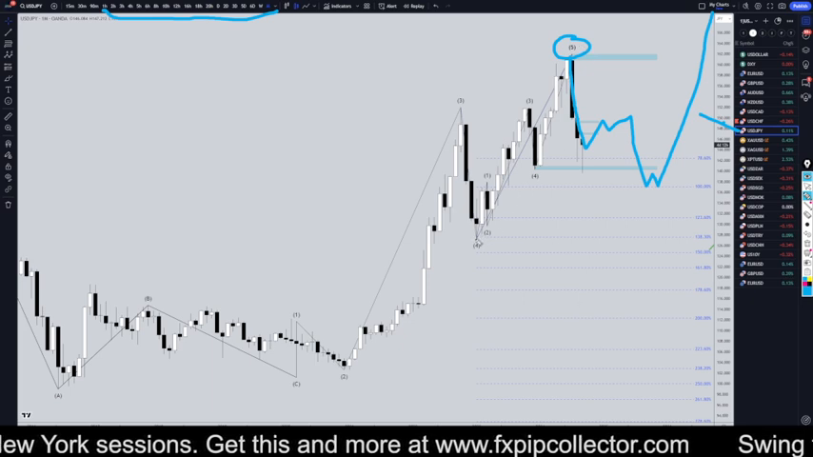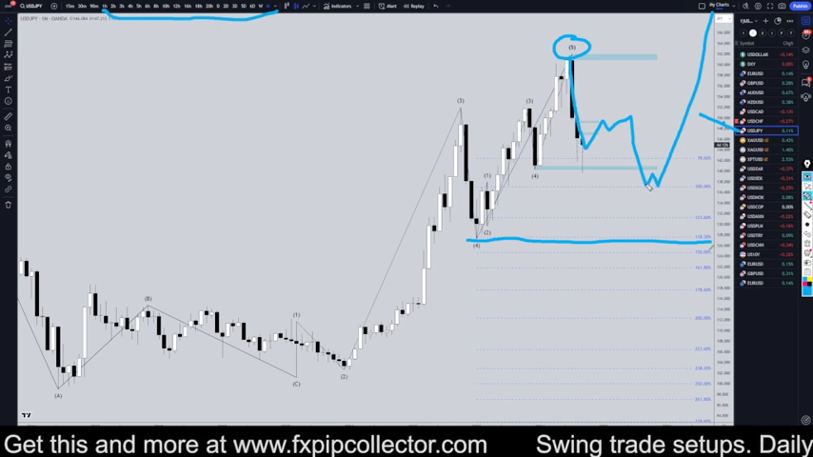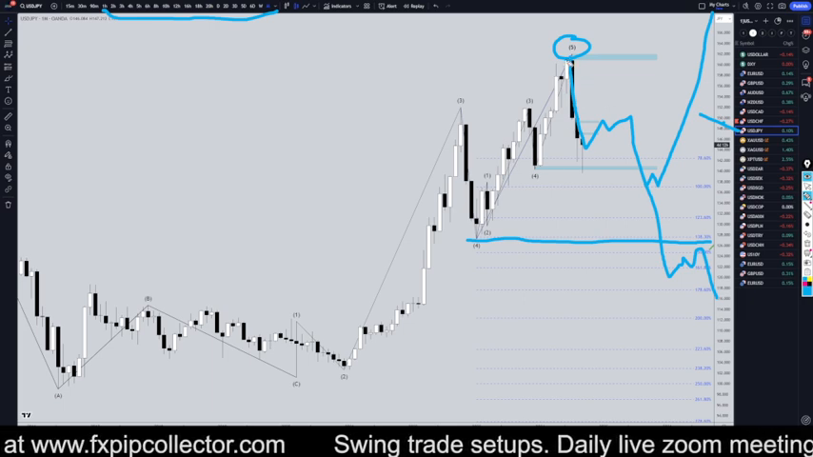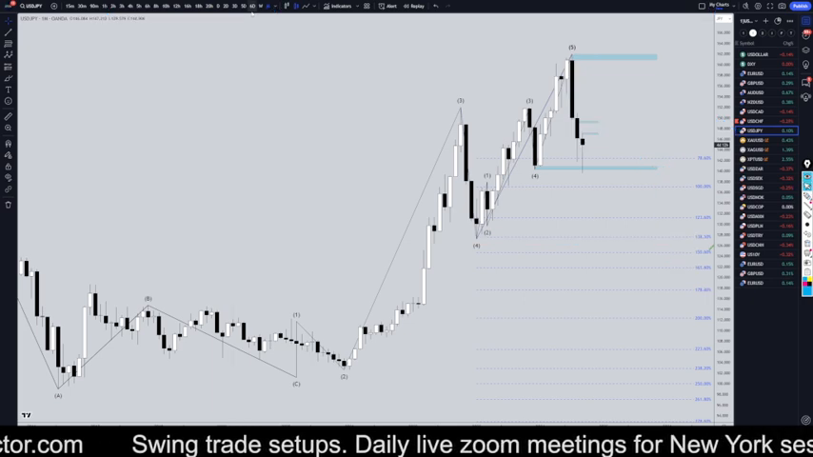If it is really the end of a wave 5, it will take out the low of wave 4. Instead of making an ABC, it would make a 1, 2, 3, which would probably look more like this. Notice that either scenario is impulsive down, corrective up, impulsive down, so definitely not important to know the difference as of yet.